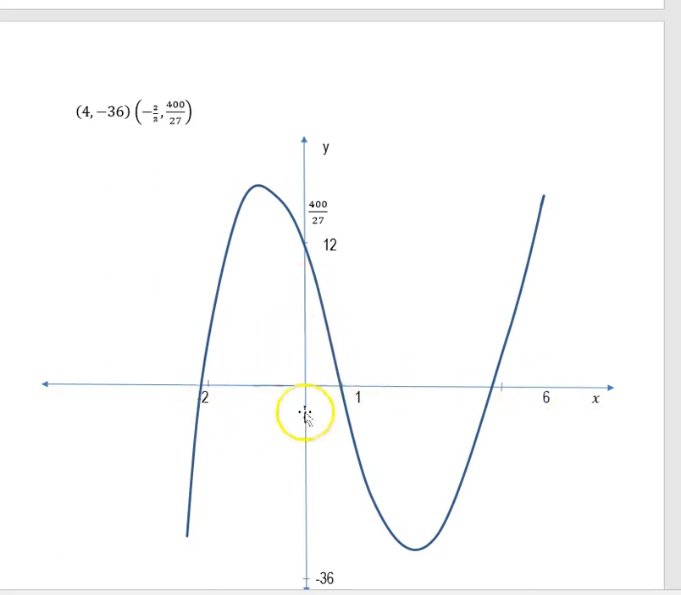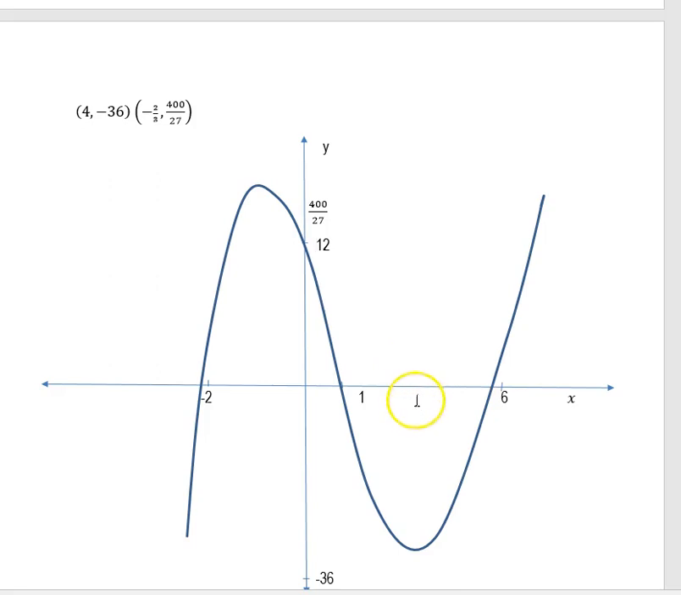Now, these are the x values of my intercept. So I have minus 2, 1, and 6. These are the x-intercepts. This is the y-intercept, which is there as 12. And then I have the turning points. The first turning point is that one here, 4 and minus 36.